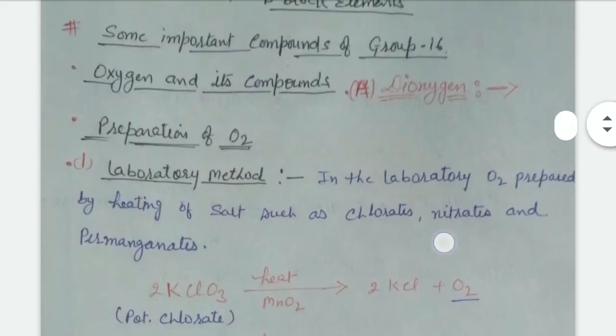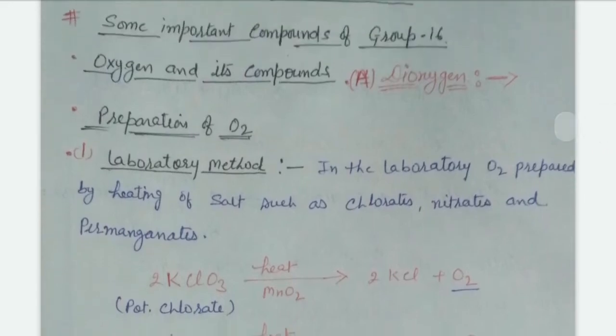Today we are going to discuss the first important compound of group 16 in the P block elements. This compound is dioxygen. How can we prepare dioxygen?